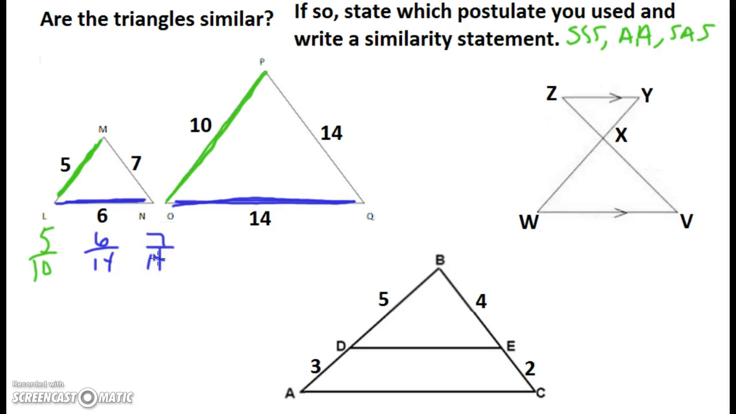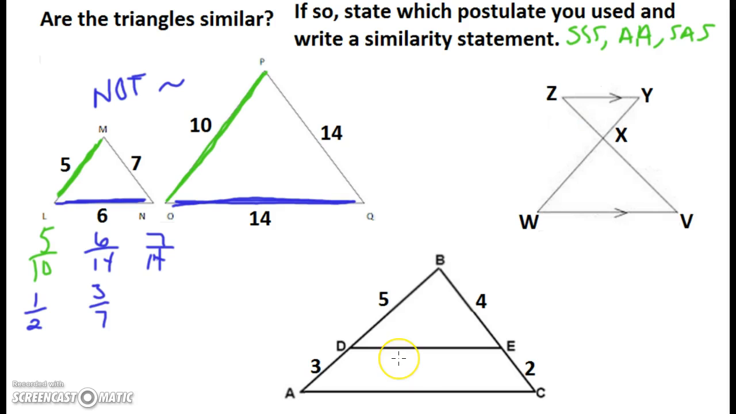All right, so 5 over 10 reduces to 1 over 2. 6 over 14 reduces to 3 over 7. Are these two ratios the same? If they're not the same, then these two triangles are not similar. So right here, are the triangles similar? I would say no, they are not similar.